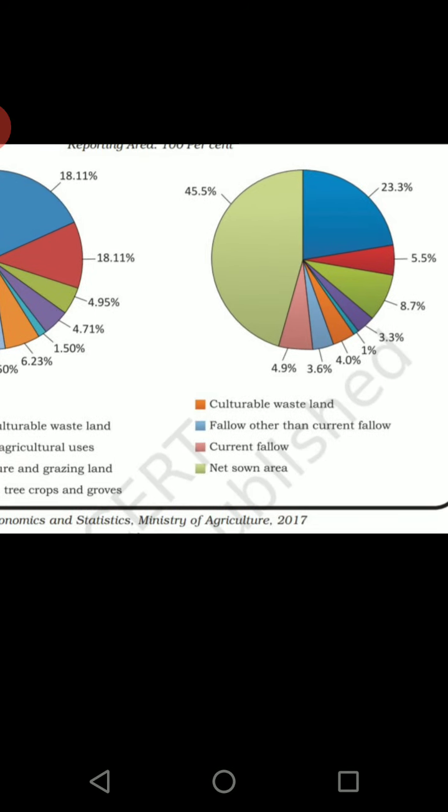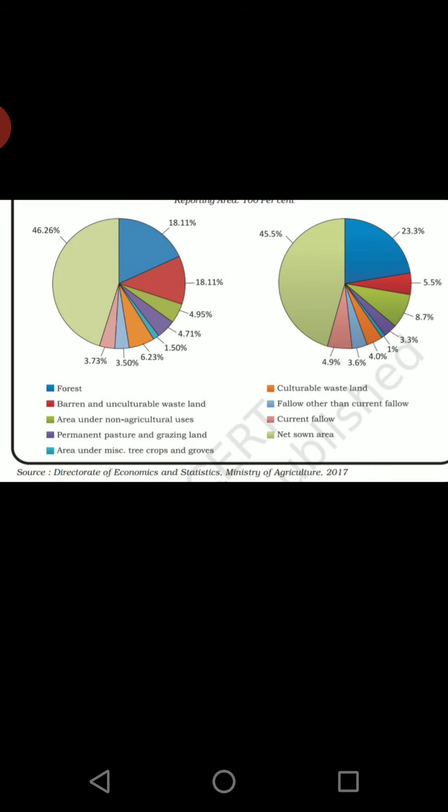Moving to the next land, that is current fallow land. Current fallow land was earlier less, now it has increased. Maybe it will happen because the present year, that is 2015-16, might be a year where a larger number of fallow lands have been left.